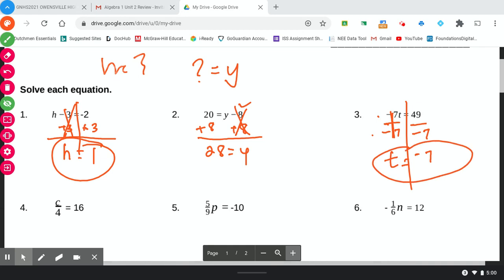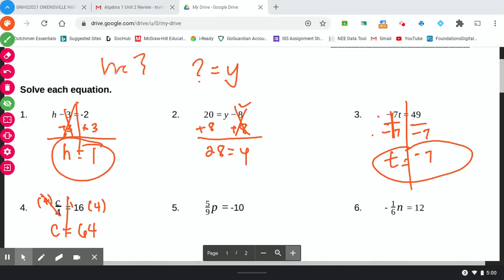Okay? All right. On number 4, the 4 is dividing the c. So we have to do the opposite. So we're going to multiply by 4. All right? But if, again, I multiply the left side by 4, I have to multiply the right side by 4. So these 4's cancel. Leaves me with c here. And then 16 times 4 is 64.